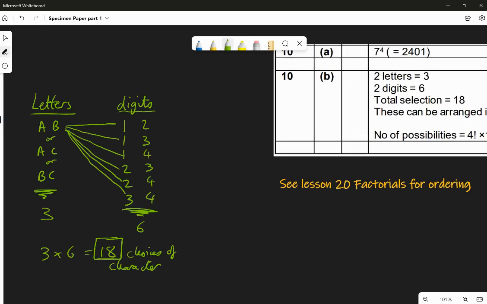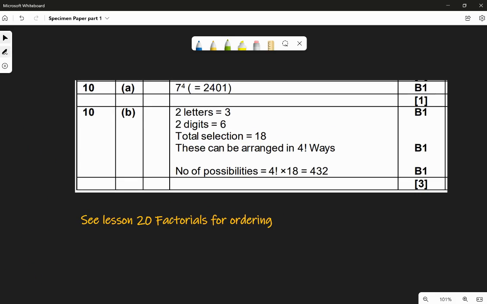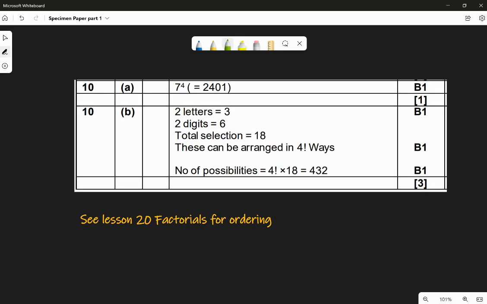Okay, so the answers were, I forgot to say what 7 to the power of 4 was. That was 2,401. And here's the way they did it, which is kind of similar. So 432. If you want practice on this, see my lessons 20 for factorials for ordering, and maybe even 21 and 22 on permutations and combinations as well.